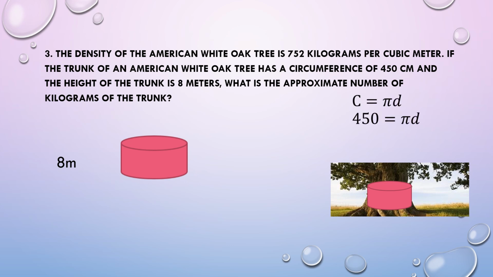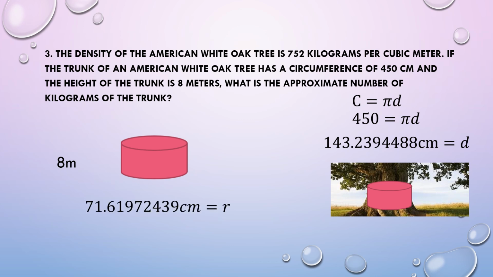And we also have the circumference here. So when we figure out our formula, we need some sort of radius here. To figure that out, we're going to find the diameter using the circumference formula seen. When you figure out the diameter, you get 143.2394, all that. And then the radius is just cut that in half, which we have 71.619, all that.